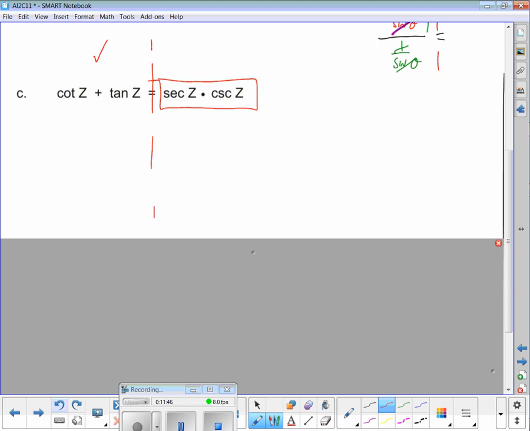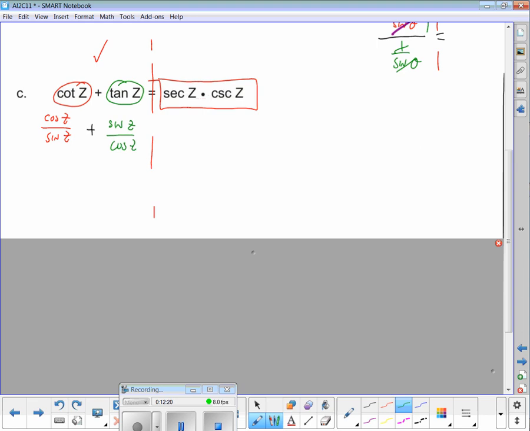First thing I'm going to do, again, I'm going to take my cotangent and change it to cosine z over sine z. See how we're using that reciprocal, that quotient identity? Again, pause it if you want to try to go on from here. Plus, and you know what, I'm going to do the tangent as well. What is the tangent? Sine z over cosine z.